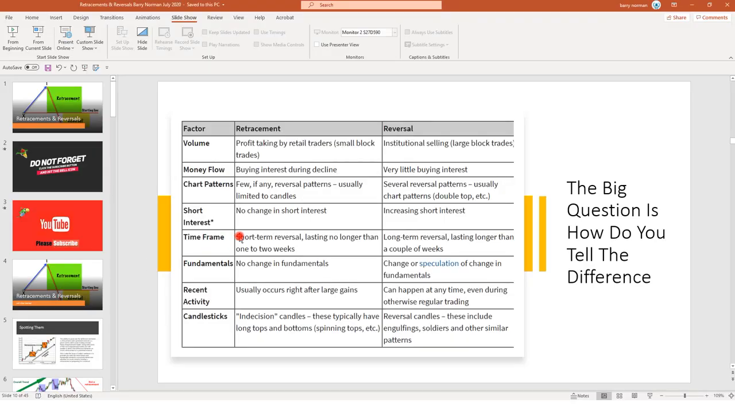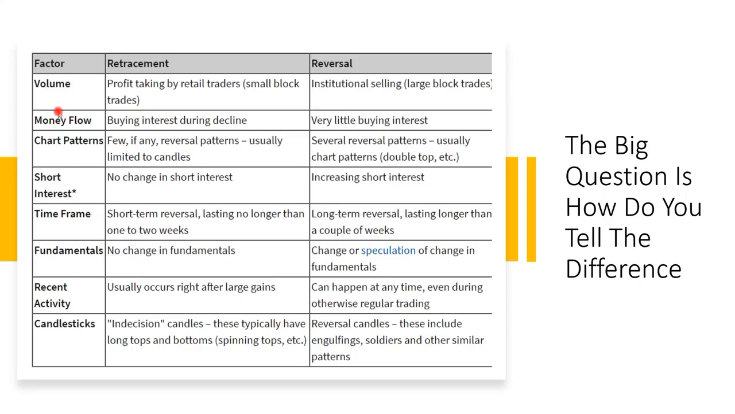Now, there's some basic ways or definitions or ways that we can tell the difference. I don't use these. I believe you can see the difference on your price charts. But when it's a retracement, we see profit taking by retail traders, small blocks of trades. When we think it's a reversal, we'll see where institutionals are actually selling or closing out large blocks of trades.